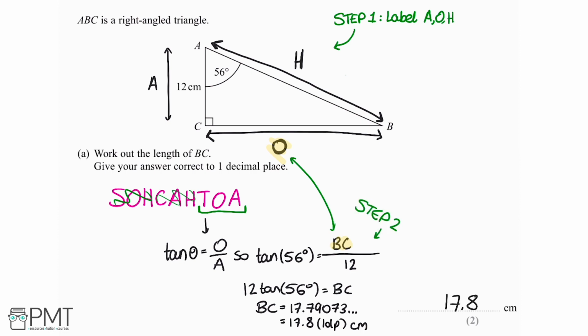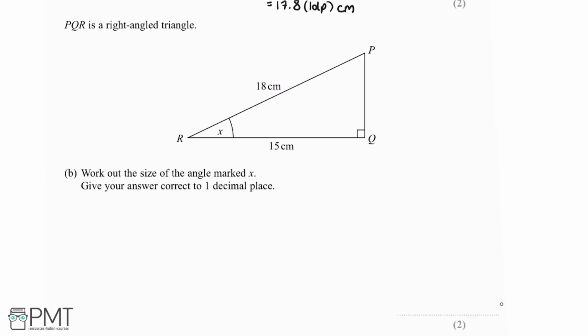So we get 1 mark for our working over here, and 1 mark for the correct final answer to one decimal place. Now for part B, we're told that PQR is a right angle triangle, and we need to work out the size of the angle marked X, giving your answer correct to one decimal place. So again, we're going to use trigonometry, and again, we can use SOHCAHTOA to help us. But this time, instead of working out the length of a side, we're working out the size of an angle.